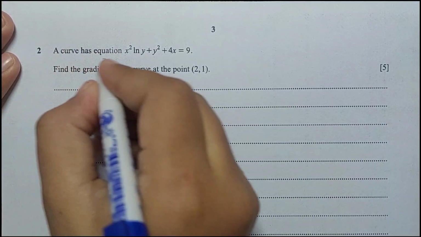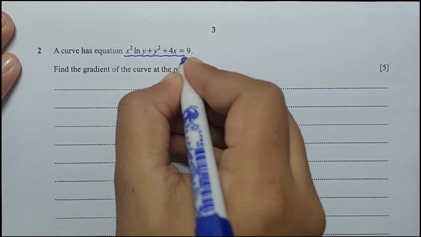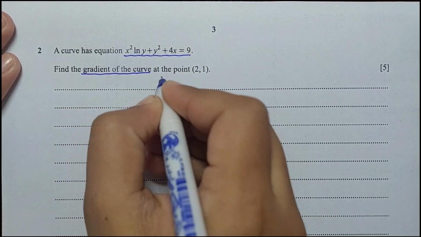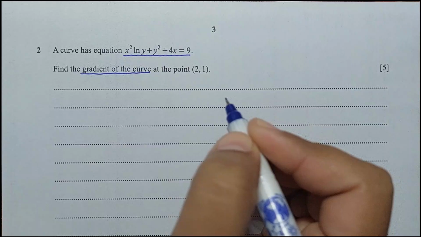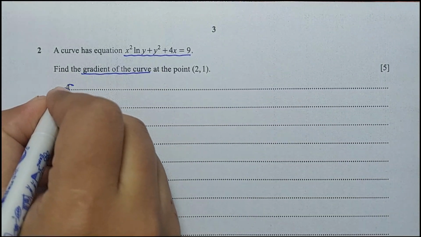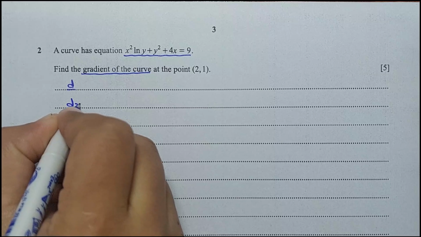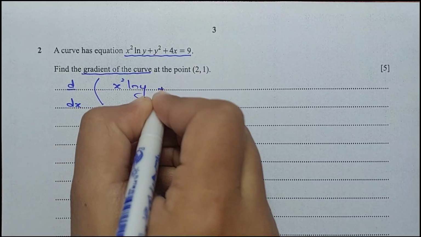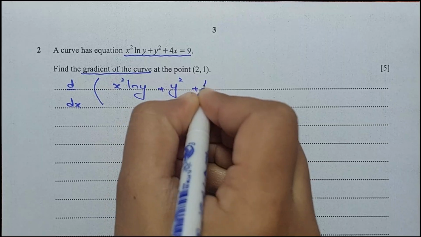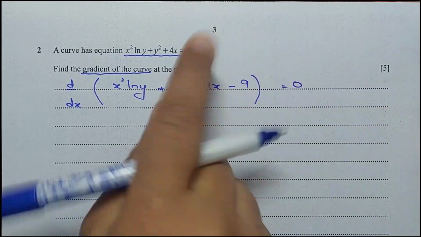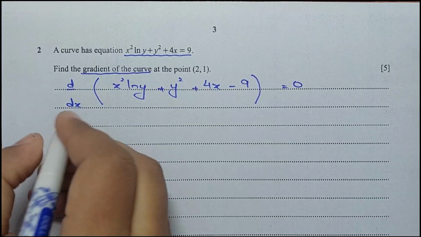Question number 2, a curve has equation. This is the equation of the curve. Find the gradient of the curve dy over dx at the point 2, 1, when x is 2 and y is 1. Okay, so we need to differentiate the curve with respect to x. The whole curve is x square ln y plus y square plus 4x minus 9 equals 0. I shift the 9 to the other side, right?